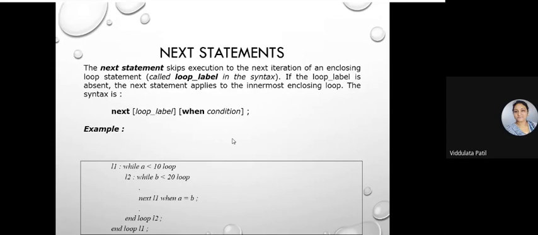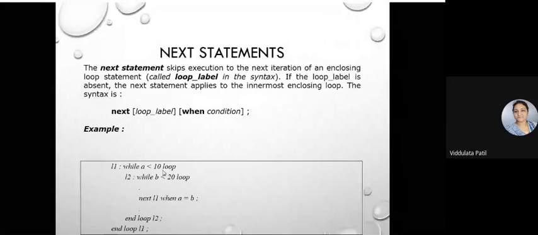Okay, so here this when keyword is optional, and it will execute the next statement when its condition evaluates to the Boolean value true. Okay, so that means when the condition is true, then it will get executed. Okay, so in the example shown here, L1 is while A is less than 10 loop. So here we have L1, which is a while loop that runs till A is less than 10. Okay, and then loop statements are there.